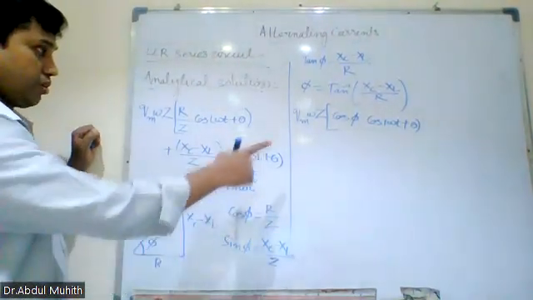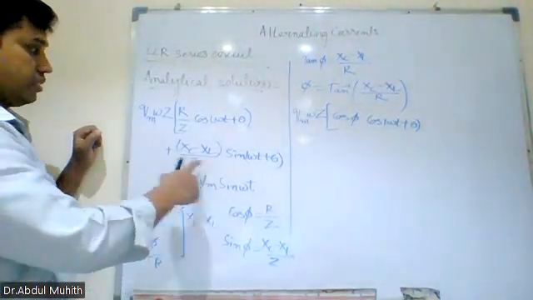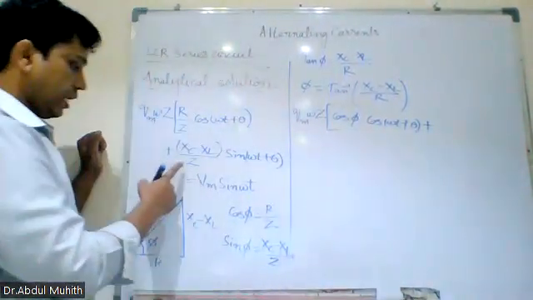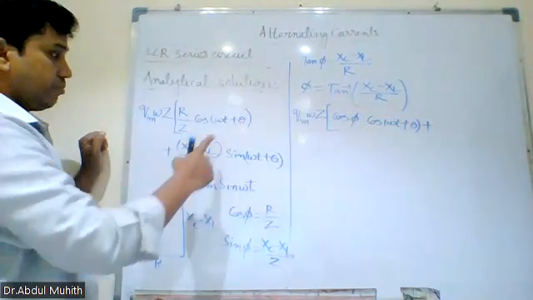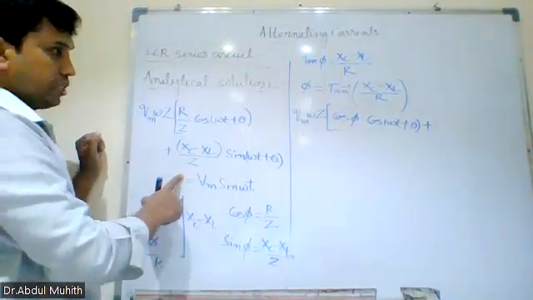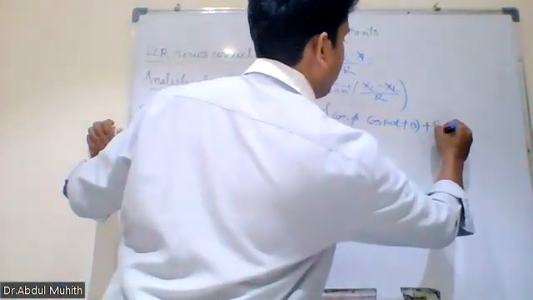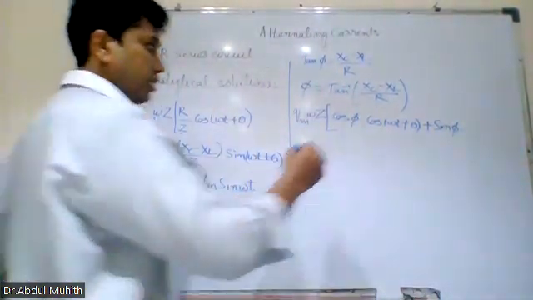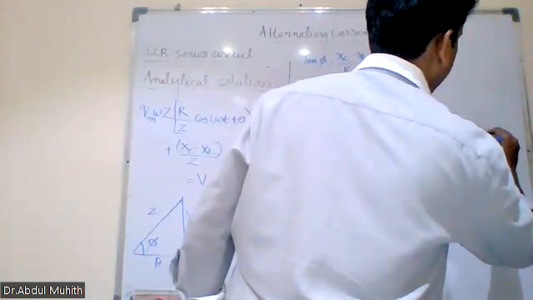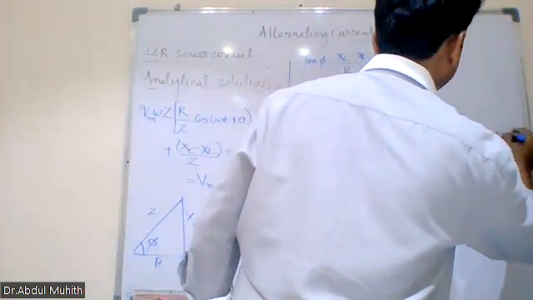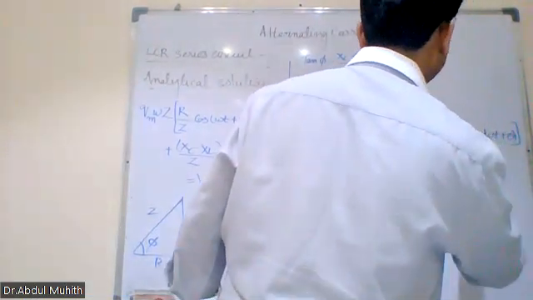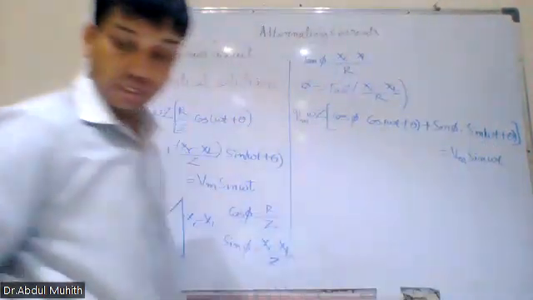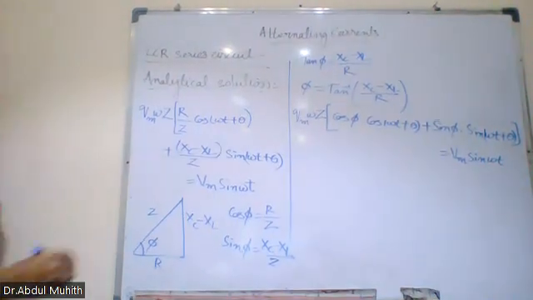So cos A, cos B, then there is a plus. What is Xc minus Xl by z? Xc minus Xl by z is sin phi. Sin phi into sin(omega t plus theta). Is that clear? Sin(omega t plus theta) equals what? Vm sin omega t. Is this clear?